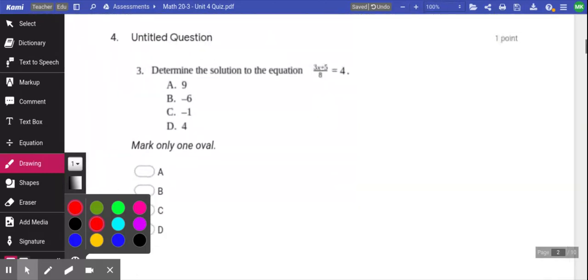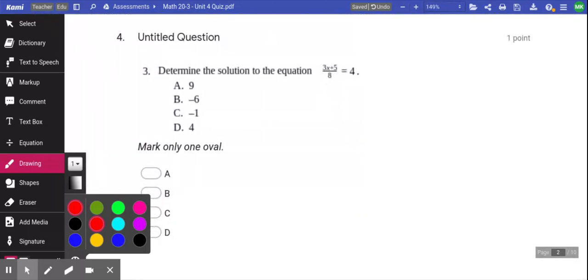Number 3, determine the solution to this. When you have a fraction like that, the best thing you could do is get rid of those fractions by taking whatever number's on the bottom and multiplying both sides by that. So if I multiply both sides of the equation by 8, it will cancel out that fraction, and I will now have 3x plus 5 equals 32. So for those fraction questions, the best thing you can do is get rid of the fractions by multiplying everything that's on the bottom to the top.